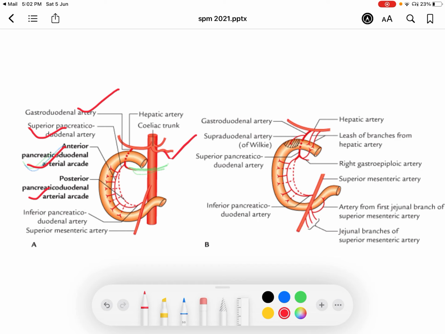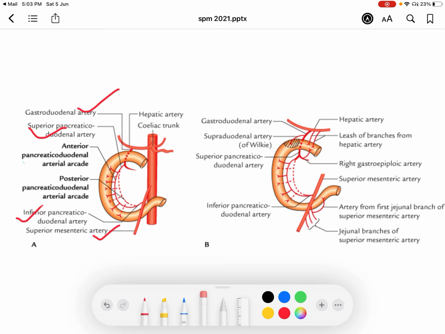Below there is a branch from the superior mesenteric artery. This is the superior mesenteric artery, and a branch from it is the inferior pancreaticoduodenal artery. Again it divides into anterior and posterior branches. Is the one that appears dotted posterior or anterior? And there is an anastomosis between the superior and inferior pancreaticoduodenal anterior and posterior branches.